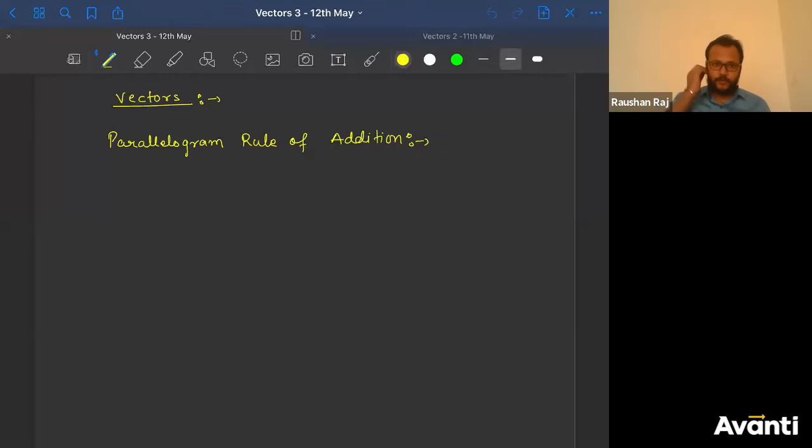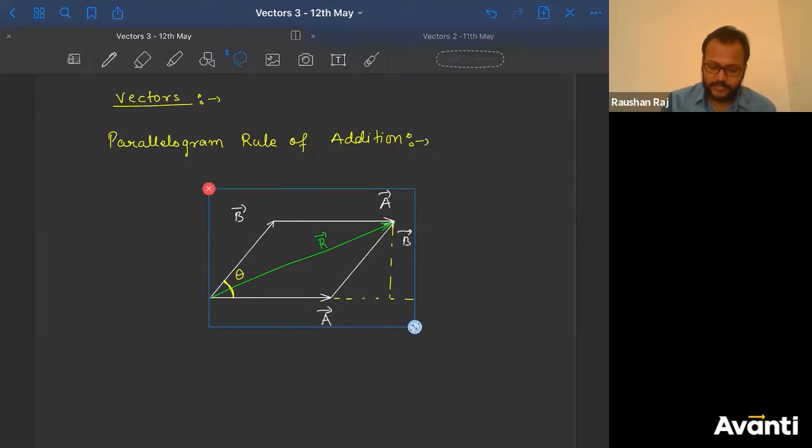So good morning to all of you. I hope you have revised yesterday's class up to the triangle rule of addition. Today we'll proceed with the parallelogram rule of addition. We discussed the basics of it, the introduction and how to draw that parallelogram. This was the parallelogram that we drew, and I asked you to get the relation between R, A, B, and theta.